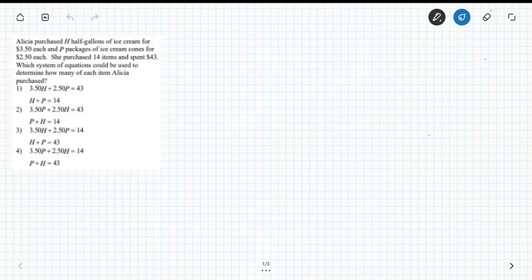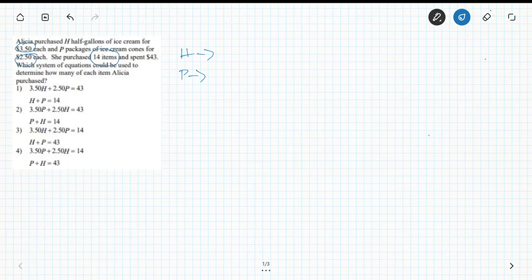She purchased 14 items, so I'm just going to go ahead and circle the $3.50 and the $2.50 and keep reading. She purchased 14 items and spent $43. So she does know that she has in total 14 items and she spent $43. Which system of equations could be used to determine how many of each item Alicia purchased? Now this is kind of convoluted, but we can break it down into steps. So your first step is going to be to label your unknowns, right? So just write what you do not know.